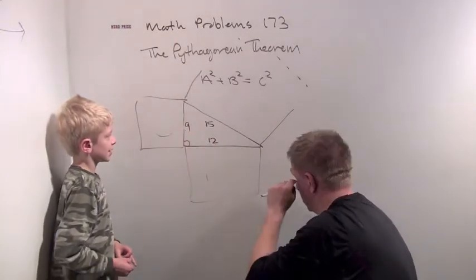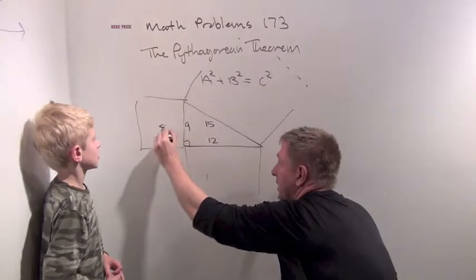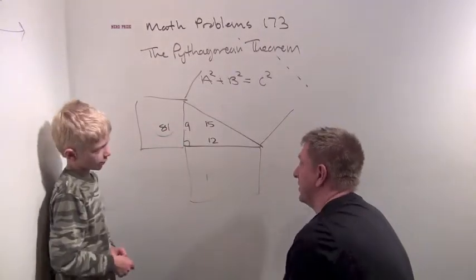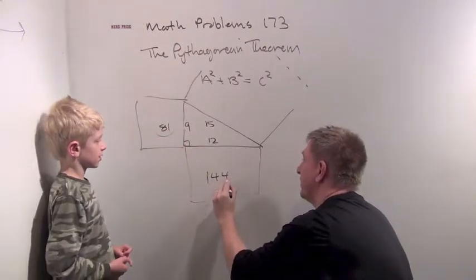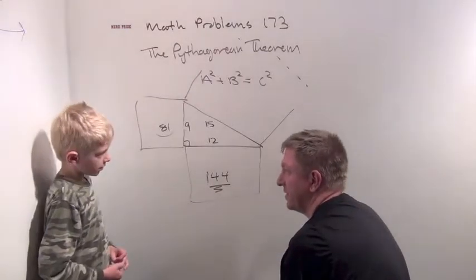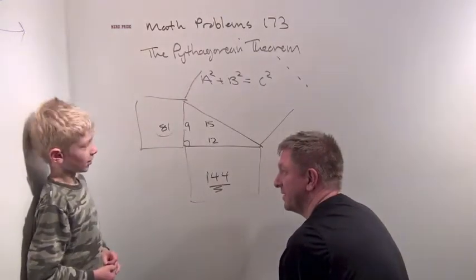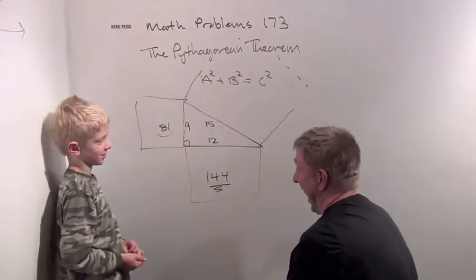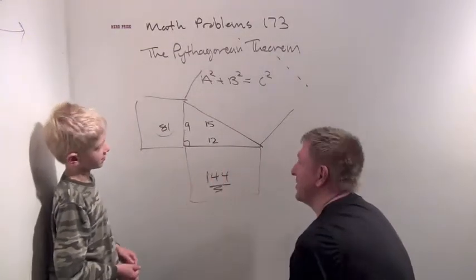Well, what's 9 squared? It's 81. And 12 squared is 144. Do you know what the number 144 is sometimes called, if you have 144 of something? Gross. And then what's 15 squared?